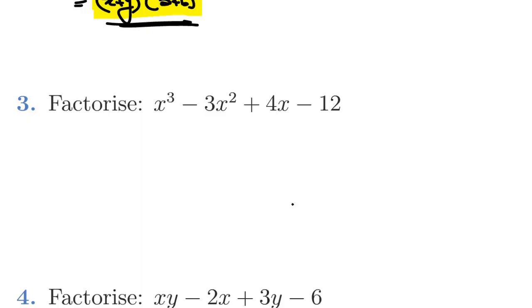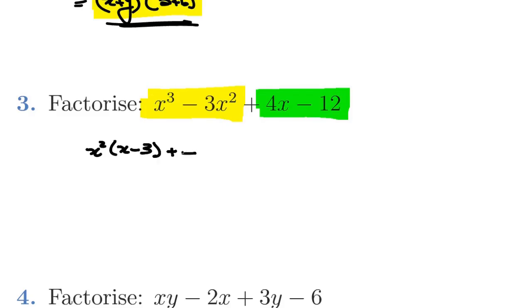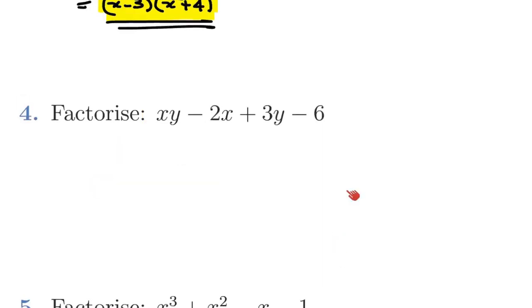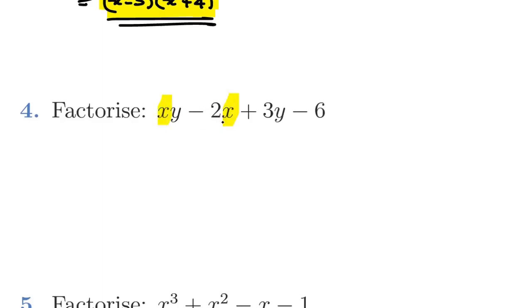We're on our third question. In the yellow parts, we factor out x squared, and we're left with x minus 3. In the green parts, we factor out 4. Again, we're left with x minus 3. Now we factor out x minus 3 as a common factor. And what's left in the back? We're left with x squared plus 4. These can't be factored any further. This is our answer.